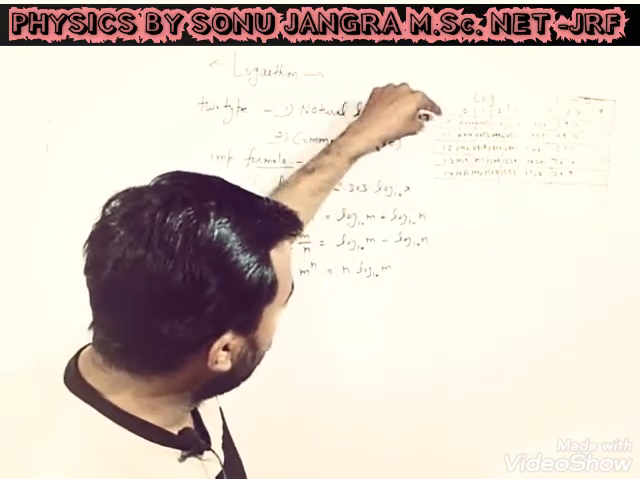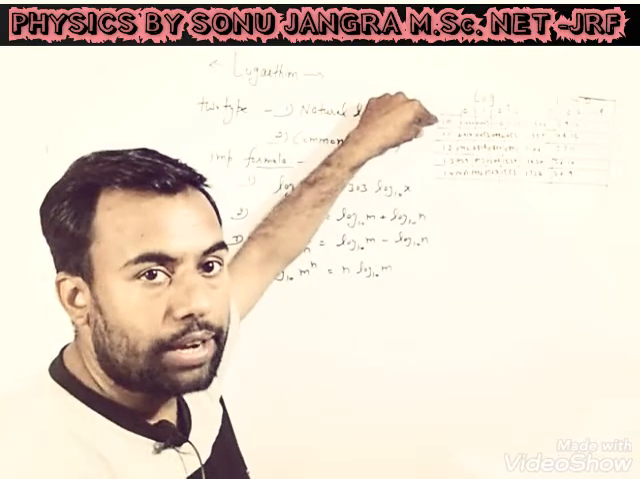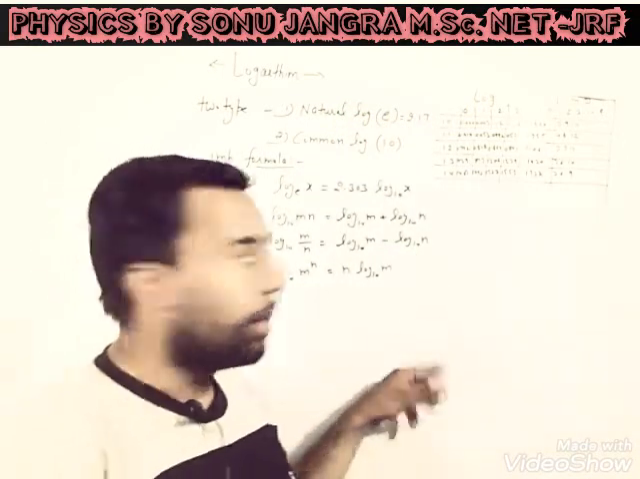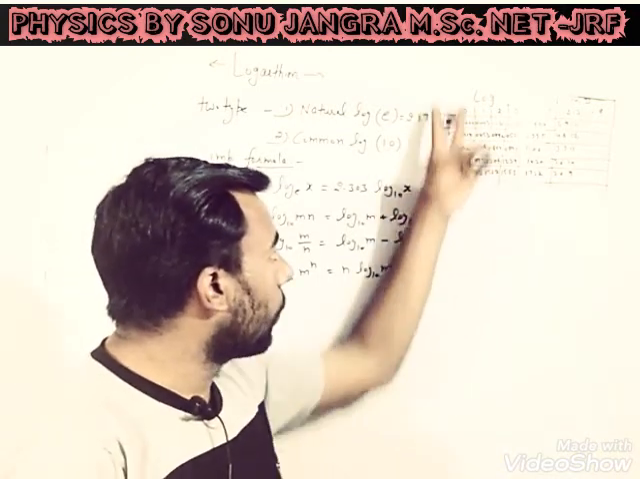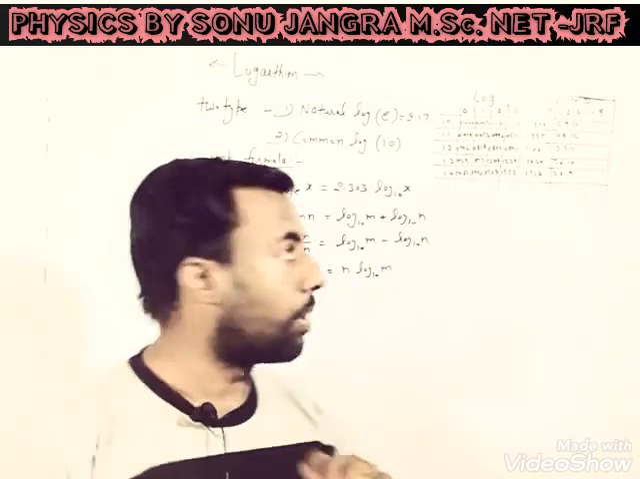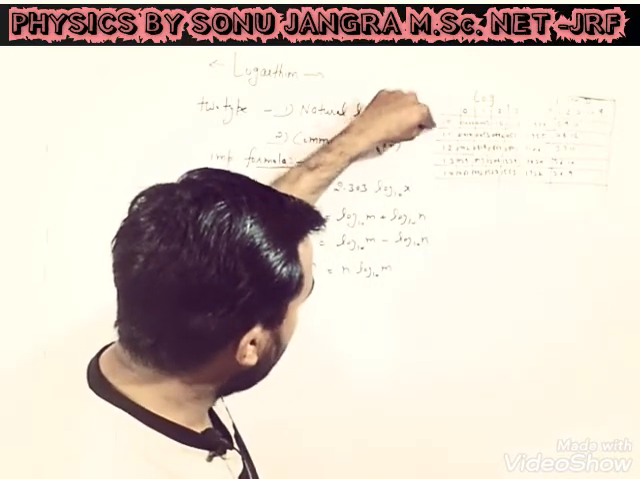In the log table, the numbers start from 10. Okay, 10, 11, 12, 13, and these numbers go up to 99. We take only 2-digit numbers. 9 is a single-digit number and 100 is a 3-digit number. So we can start from 10 and go up to 99.